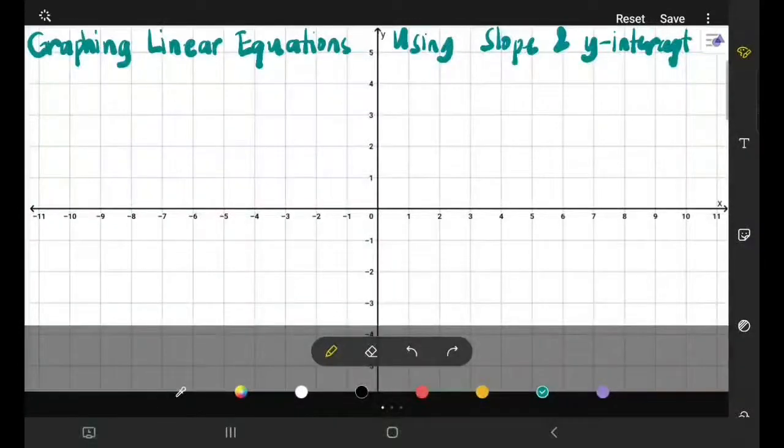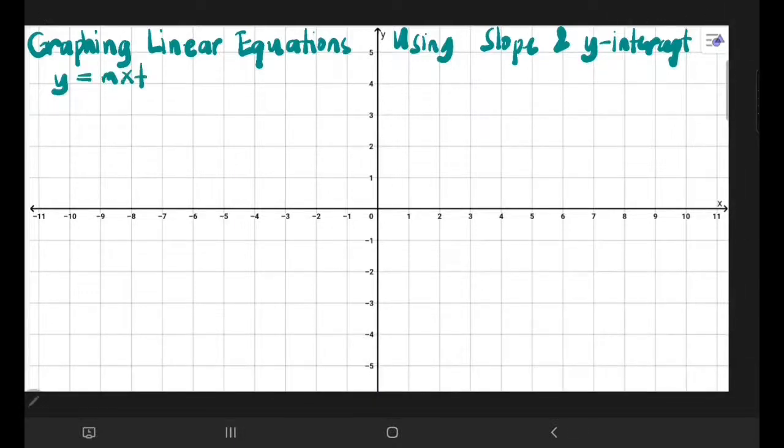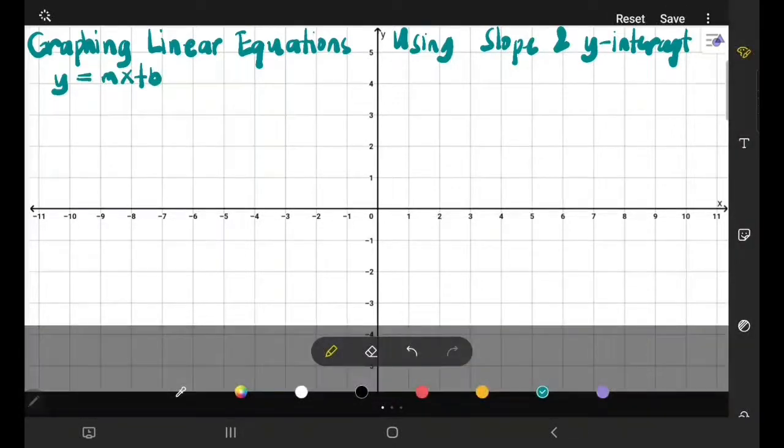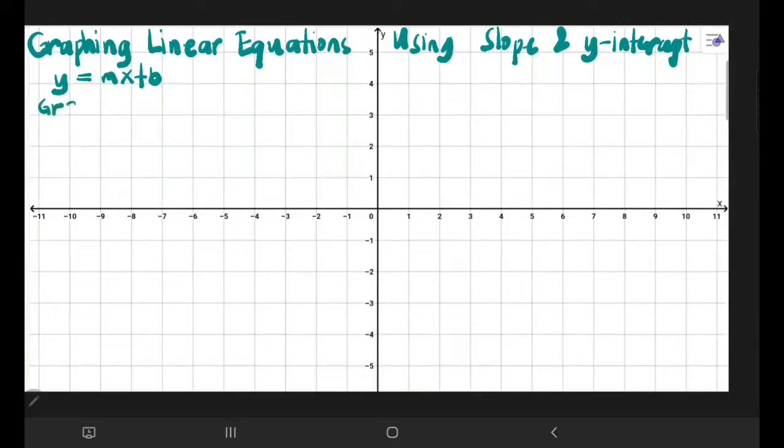Discuss on how to graph linear equations using slope and y-intercept. Okay, let's recall that the slope-intercept form of a linear equation is in the form y equals mx plus b. So, let's have an example. Okay, graph.